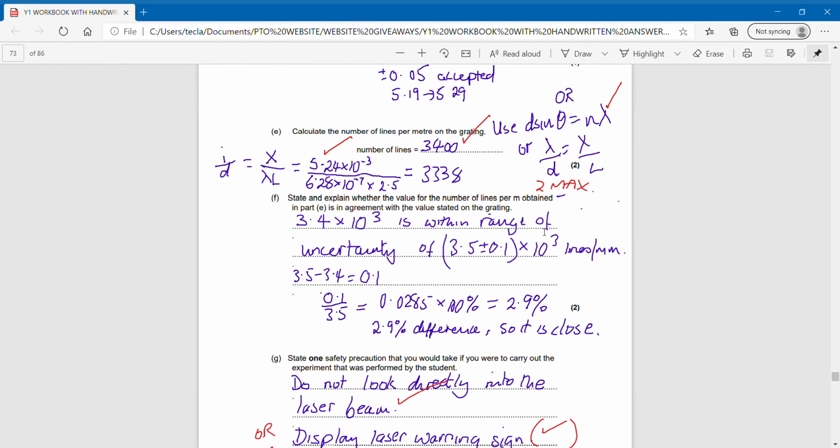So 1 mark here for saying it's within the range of uncertainty, and 1 mark for calculating a percentage difference of 2.9%.